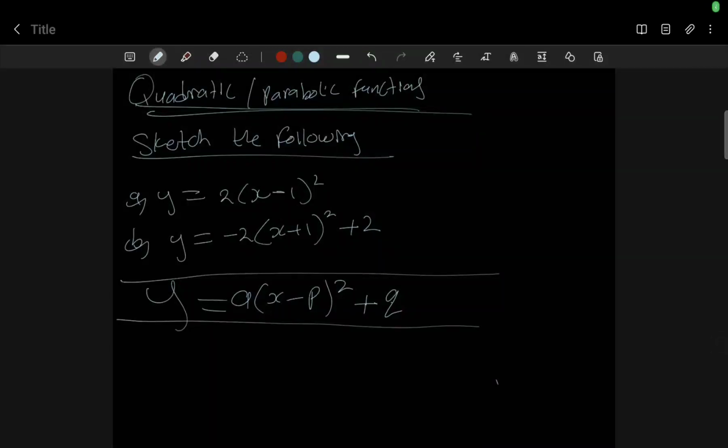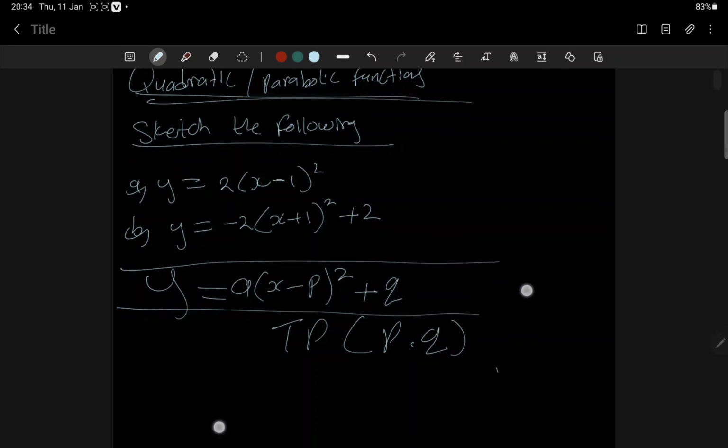Quadratic functions. Sketch the following, number A and number B. A quadratic function is given by the formula y equals a(x minus p) squared plus q. This is where p and q are the turning points of this graph.